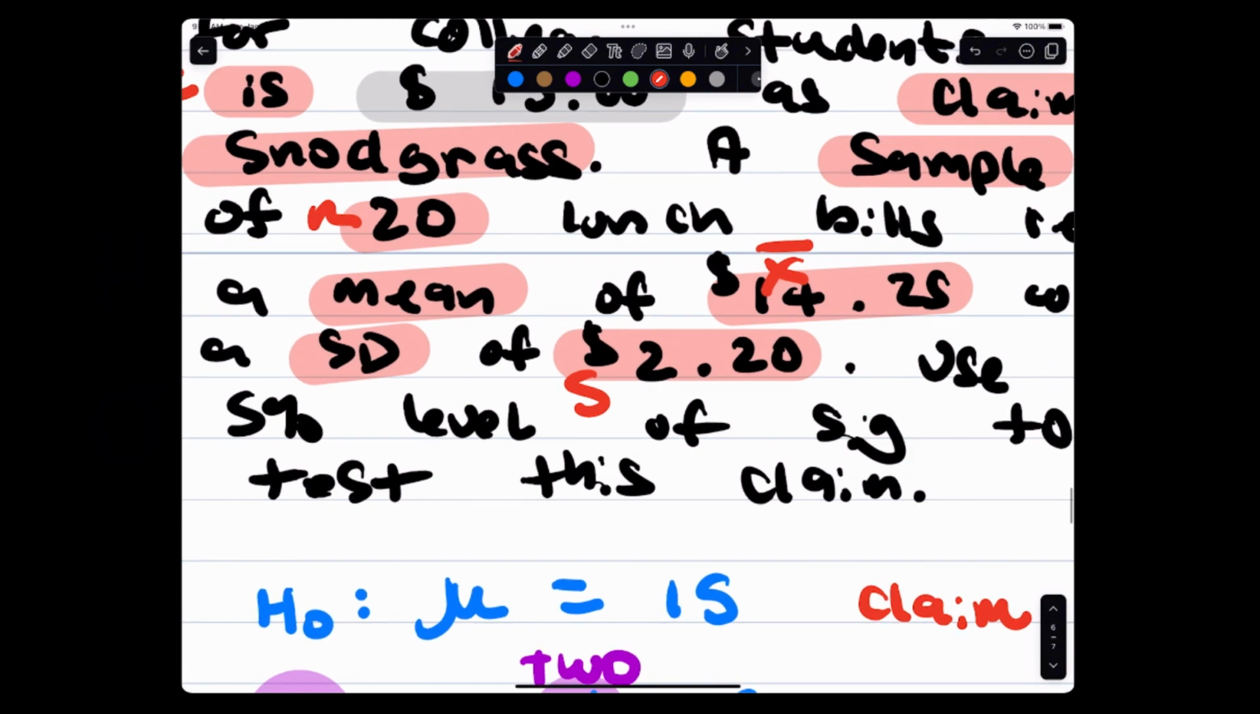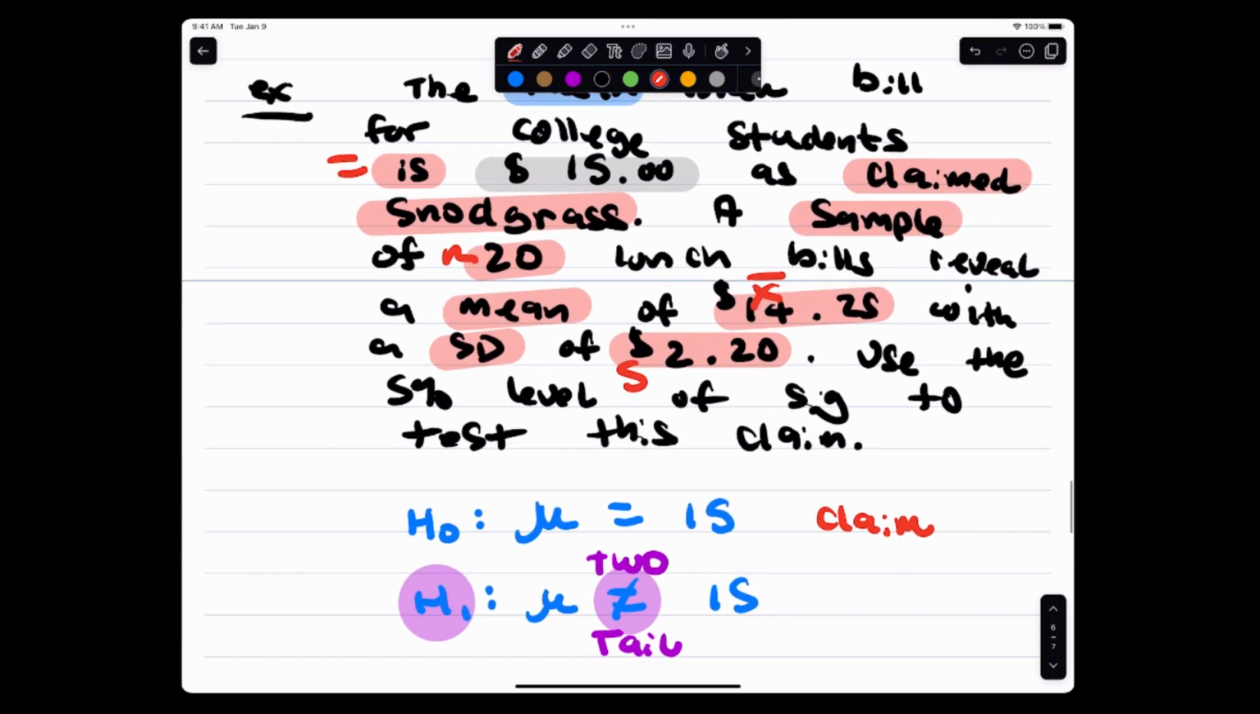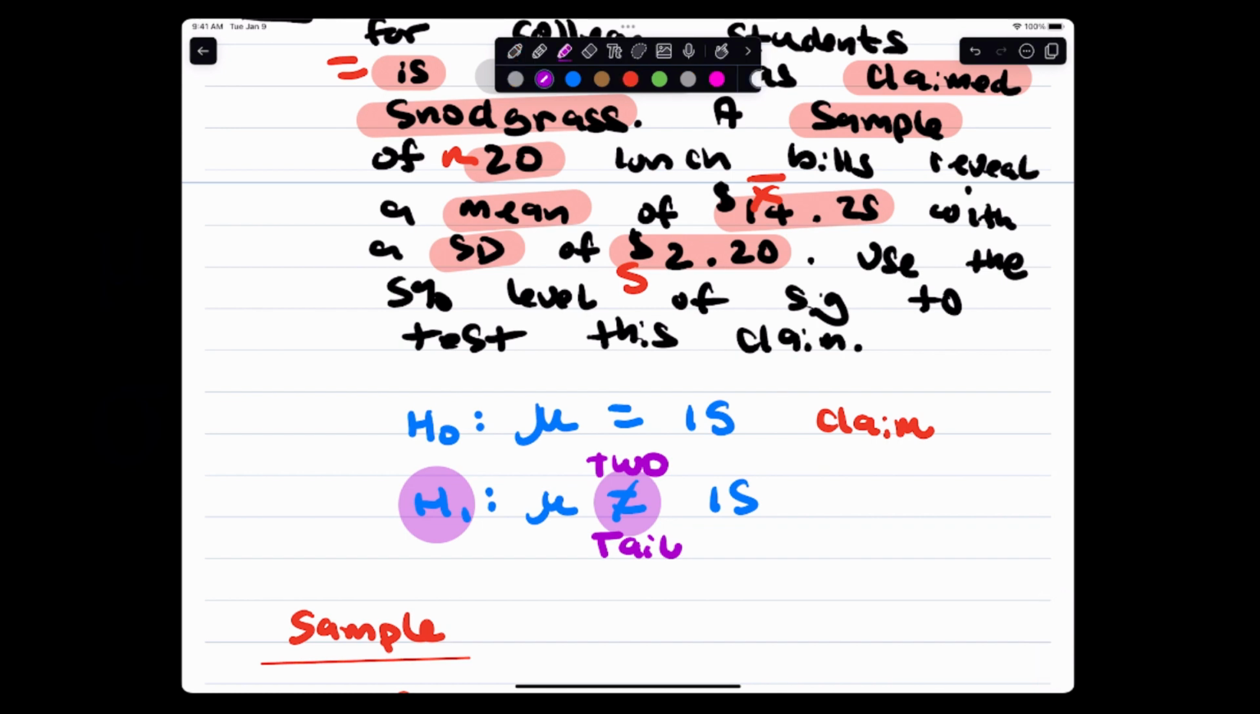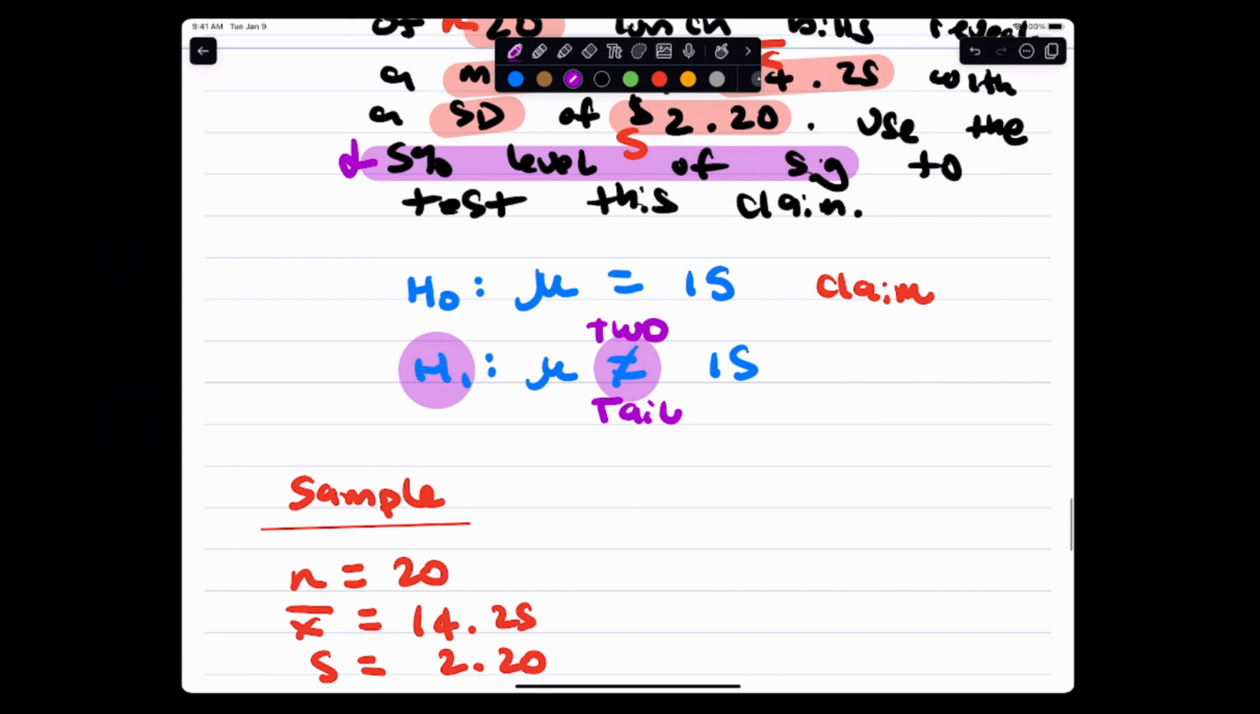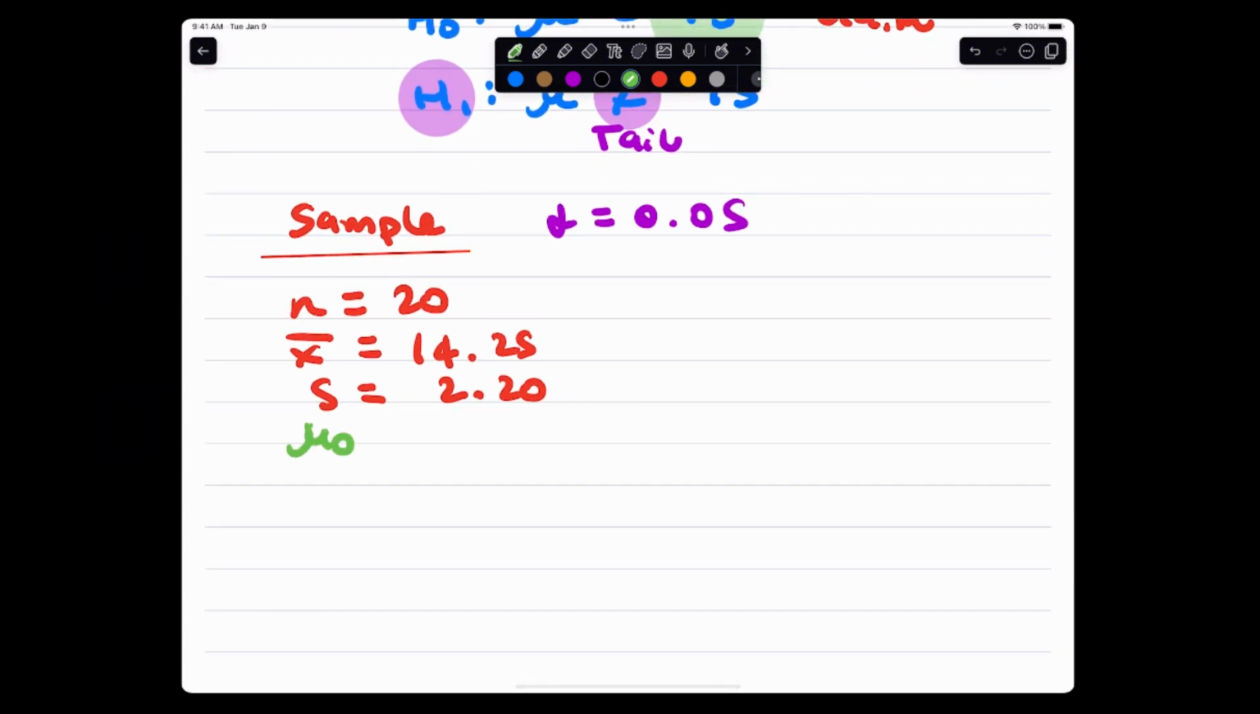Is that true? So you could just read this, and then it says use the 5% level of significance. Alpha is 0.05, 5%. Now, do not forget, ladies and gentlemen, what does that 15 represent? What is that called? So mu naught equals 15. Okay.